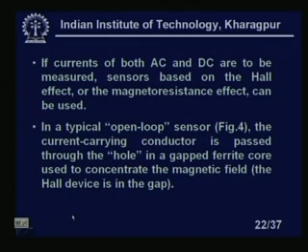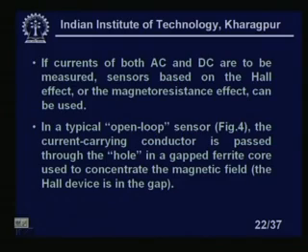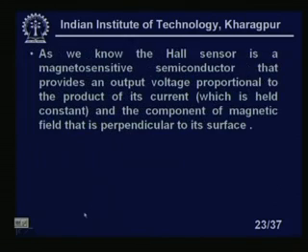In a typical open loop sensor, the current carrying conductor is passed through the hole in a gapped ferrite core used to concentrate the magnetic field, and the Hall device is in the gap. It is called open loop because Hall effect sensors are also used in closed loop control, so that is the reason we use the two different terms, open loop and closed loop.